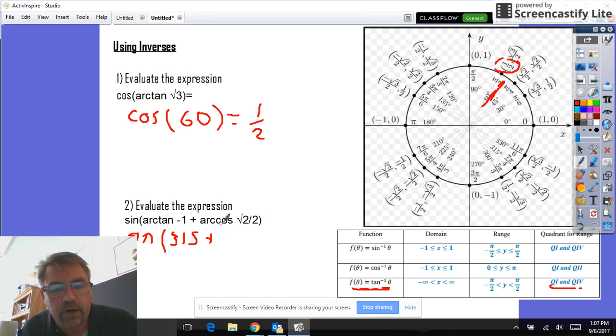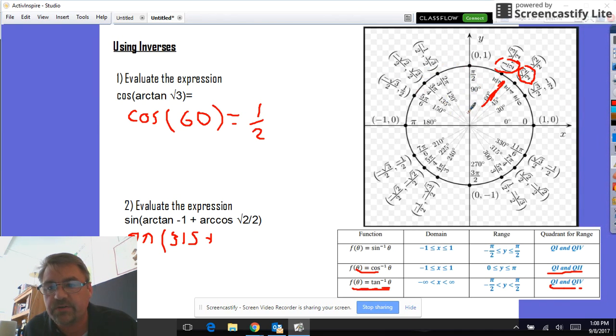And for arccosine of square root of 2 over 2, it's asking which angle has a positive square root of 2 over 2 for the x value. So here is the positive square root of 2 over 2 on the x value, and cosine here is limited to the first and second quadrants, which is these two quadrants, the top half of the circle. So there is another positive square root of 2 over 2 down here, but we don't want that one because we need to stay in the limited range. So you are going to say 45 degrees.